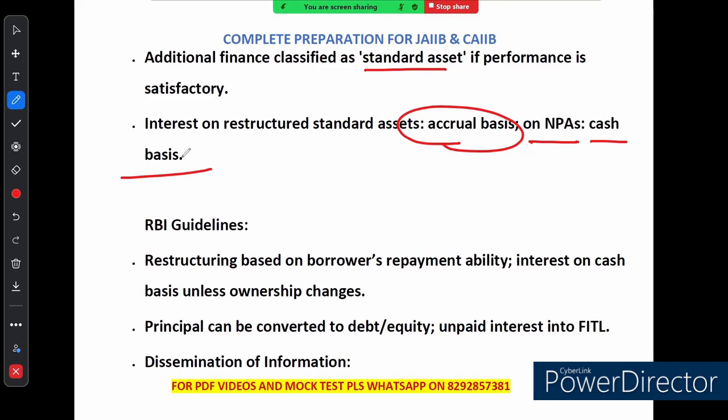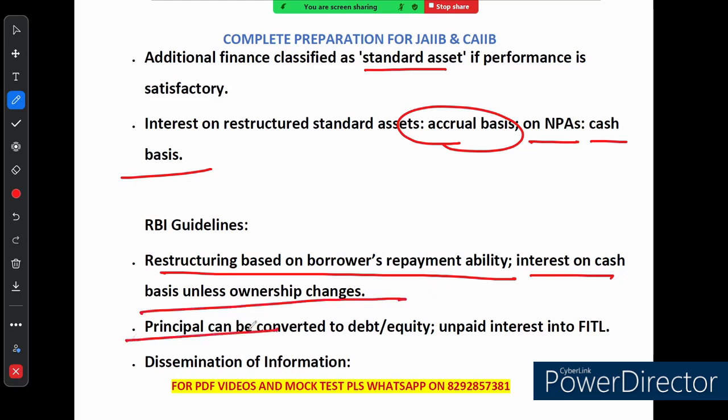Any restructuring should consider the borrower's ability to repay. If there is no change in the ownership, interest must still be recorded on cash basis. Now, additionally, we can see restructuring based on borrower repayment capability, interest on cash basis until ownership change. Now, what is the next point?